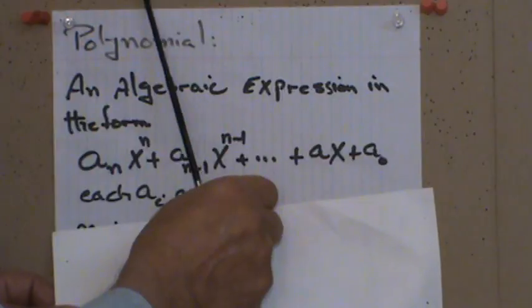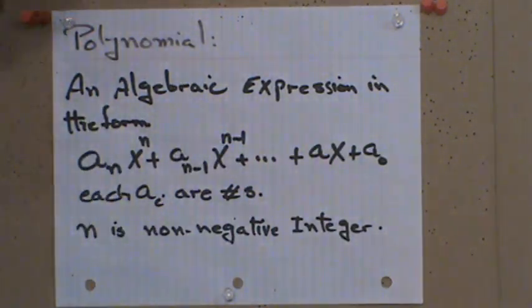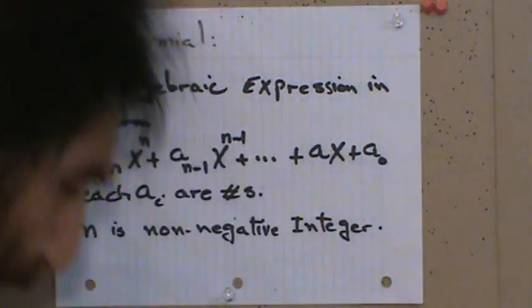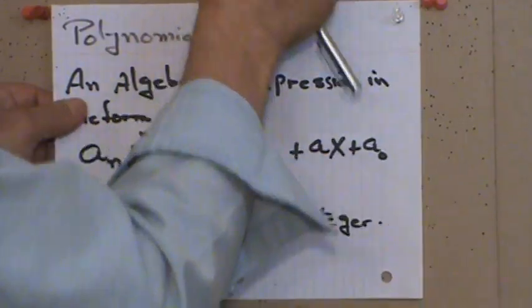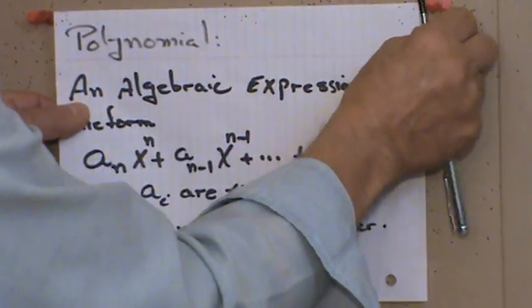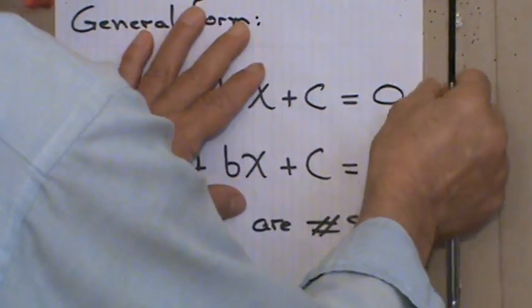Okay, now we are familiar with polynomials. Now let's see what is the general form of a polynomial equation, and what is the difference between a polynomial equation and a polynomial function. This is also important to see. Now, let me put this one up.